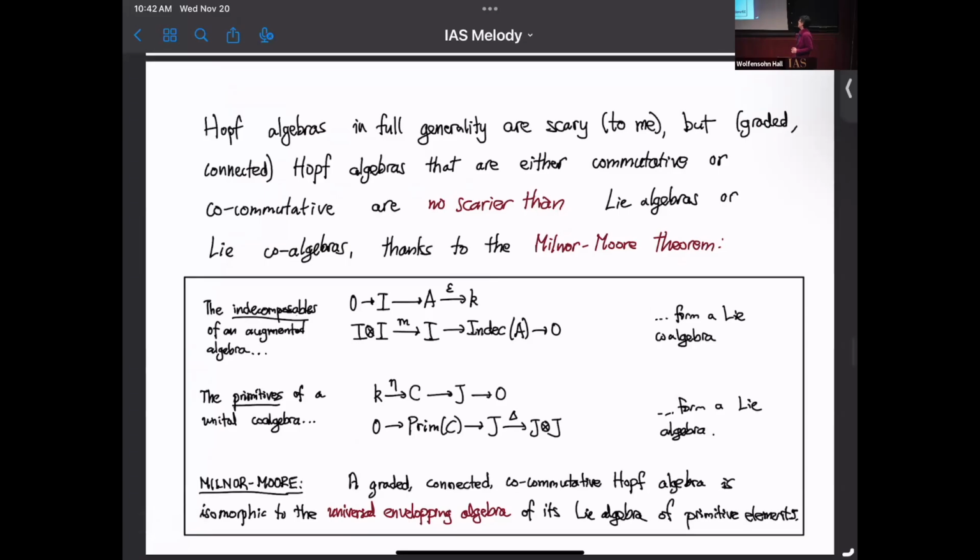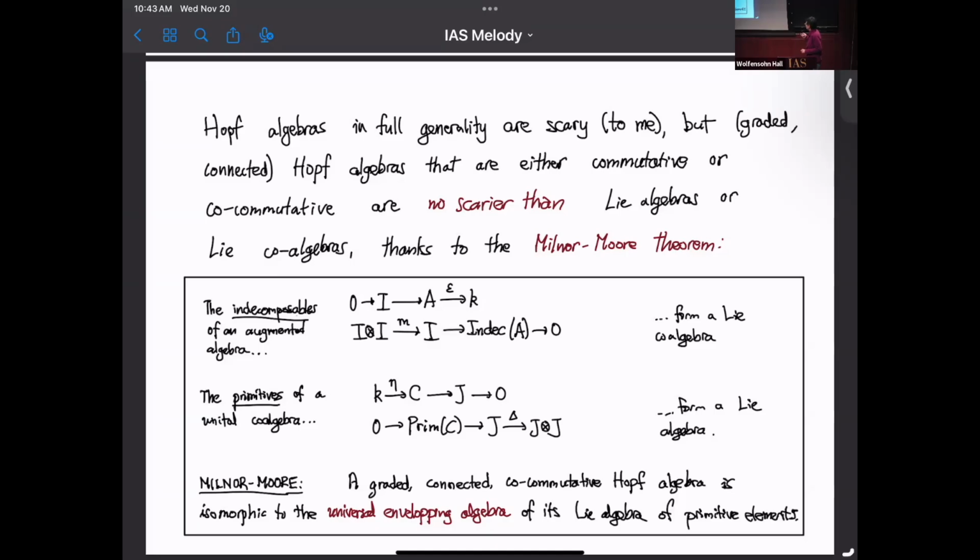Okay, so to continue my crash course, since I myself am a non-expert, I am scared of Hopf algebras in full generality. However, Hopf algebras that are either commutative or dually co-commutative are, in a formal sense, no scarier than Lie algebras or co-Lie algebras, respectively.